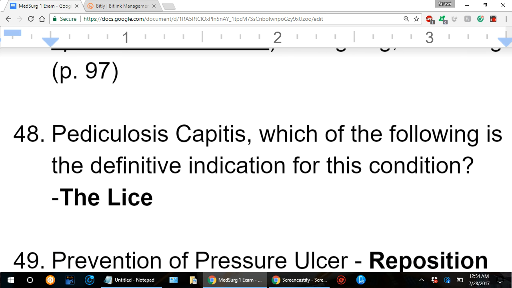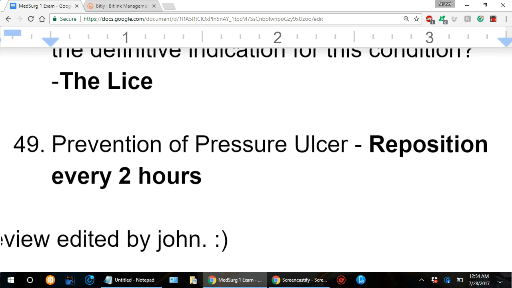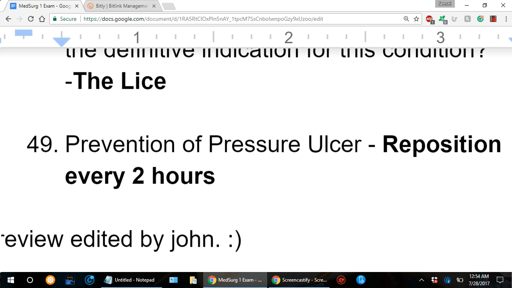Pediculosis capitis. Which of the following is the definitive indication for this condition? The lice. Prevention of pressure ulcer: reposition every 2 hours.